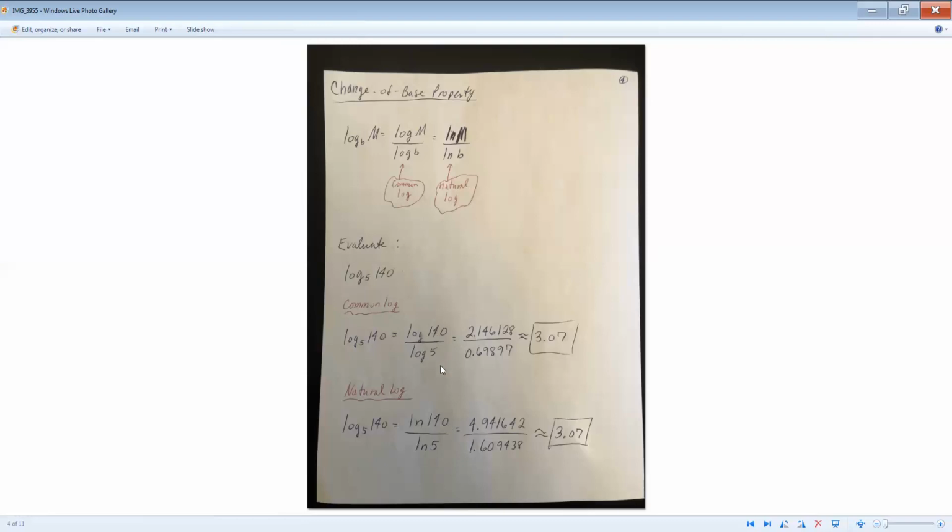Notice when I apply both of them individually, I get something different in the numerator and denominator. Using the common log, I get 2.146 on top and 0.6989 on bottom. Using the natural log, I get 4.9416 on top and 1.6094 on bottom. Once I divide them out, I get 3.07 as my answer. So log base 5 of 140 is 3.07. It doesn't matter whether you use the common log or the natural log, you still get the same value. Let me know if you have any questions.